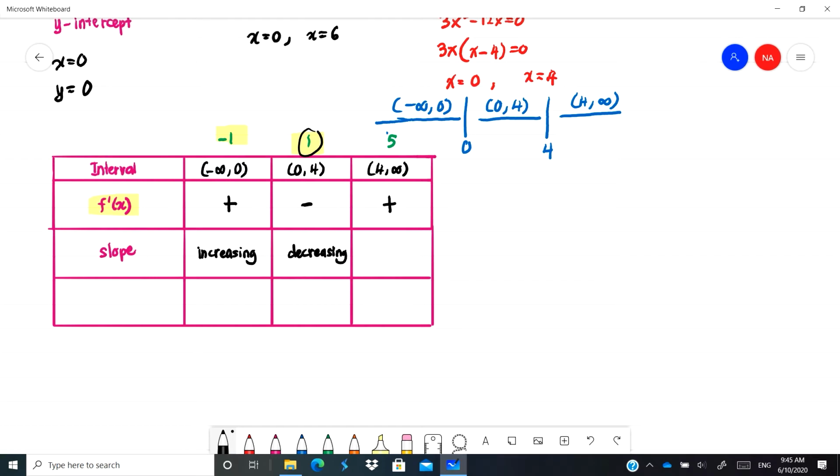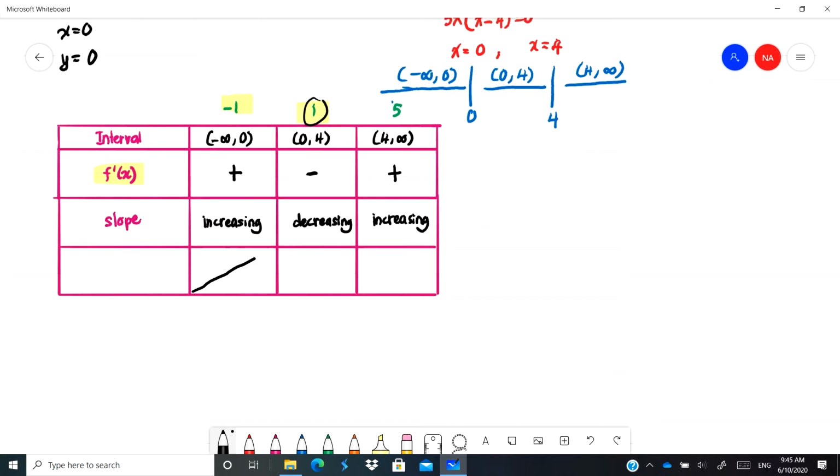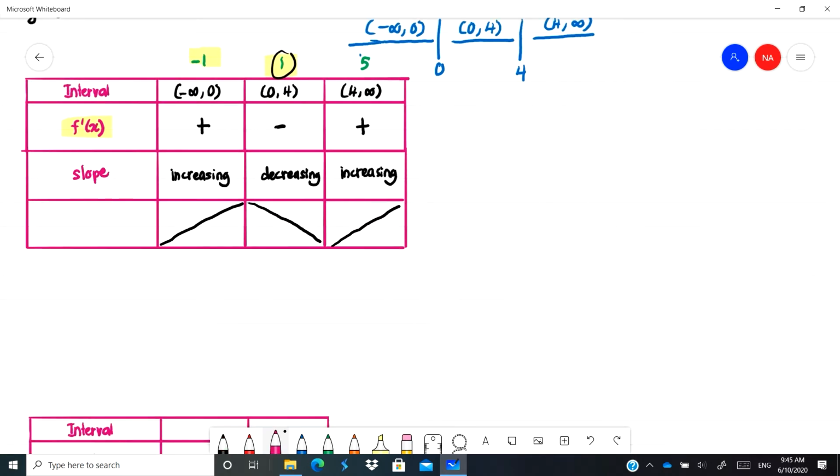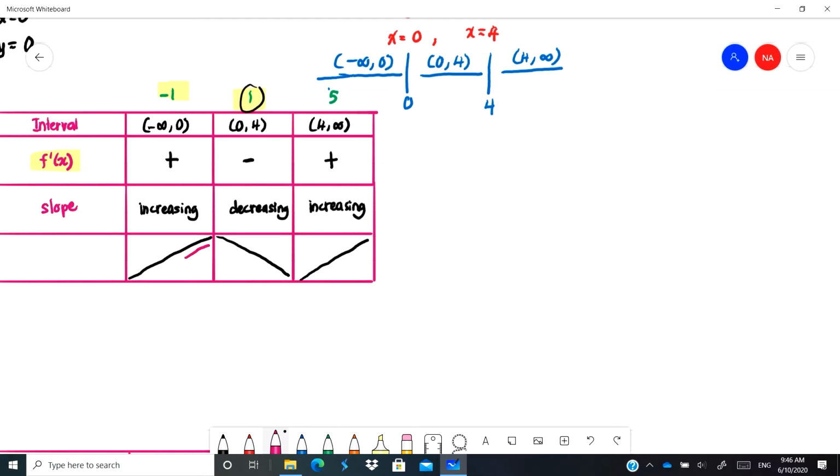So what is increasing or decreasing? The function f(x), not f prime x, is increasing, all right? The function f(x). And the last one, increasing. Okay, the function is increasing or decreasing, all right? So the shape is something like this, something like this, and something like this. So from this, we clearly see that we're going to have a shape something like that.